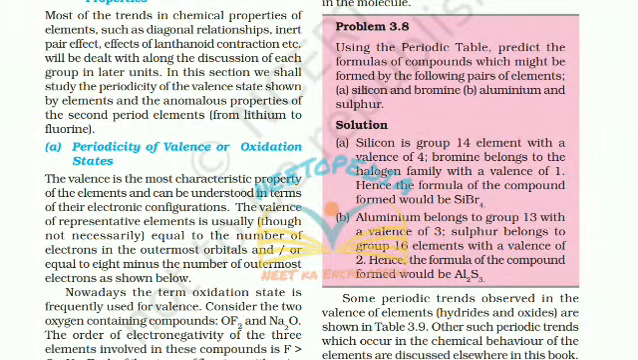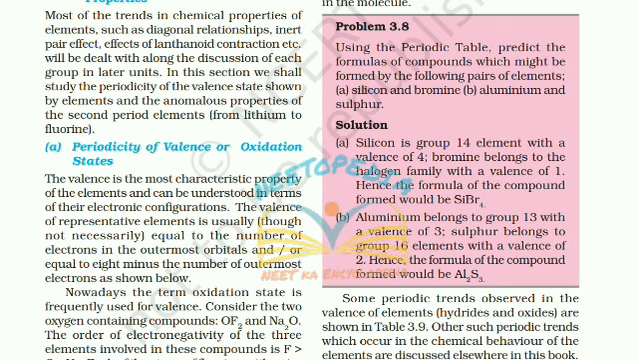Problem 3.8. Using the periodic table, predict the formulas of compounds which might be formed by the following pairs of elements: A. Silicon and bromine, B. Aluminium and sulfur. Solution: A. Silicon is a group 14 element with a valence of 4. Bromine belongs to the halogen family with valence of 1. Thus, the formula for the compound formed would be SiBr4. B. Aluminium belongs to group 13 with valence of 3 and sulfur belongs to group 16 with valence of 2. Hence, the compound should have the formula Al2S3.